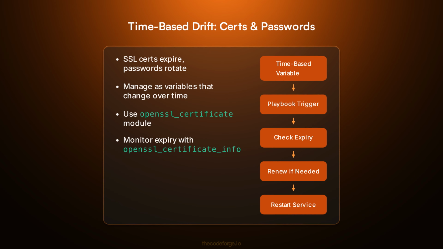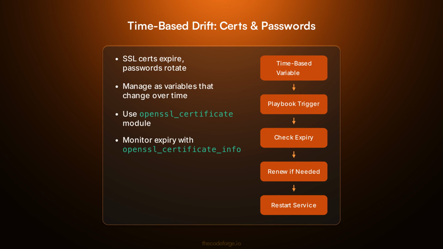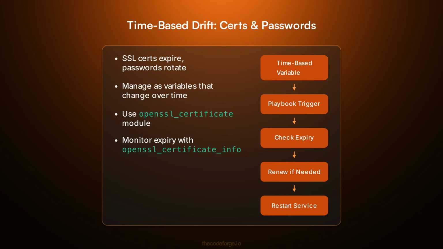Some drift is inevitable. SSL certificates expire, passwords rotate. The solution is to manage them as variables that change over time and trigger playbook runs when they change. Use the openssl_certificate module to generate or fetch certs and openssl_certificate_info to check expiry dates. This playbook checks the SSL certificate expiry date and fails if it's less than 30 days away. If renewal is needed, it runs acme.sh and restarts Nginx. Use ansible_date_time.epoch for timestamp comparisons.